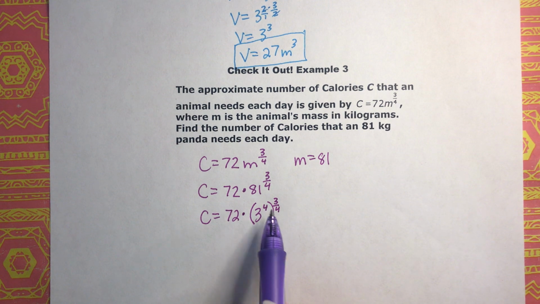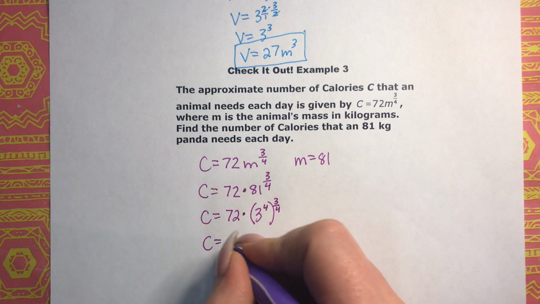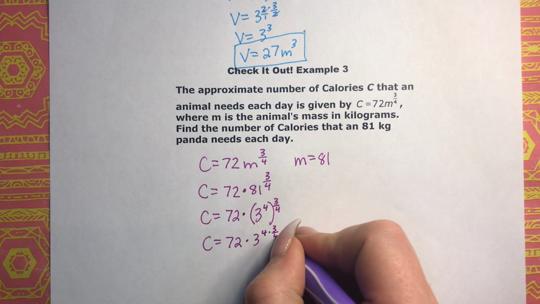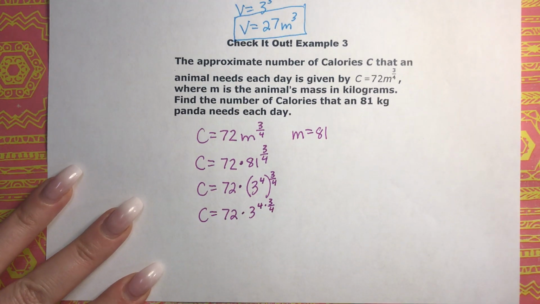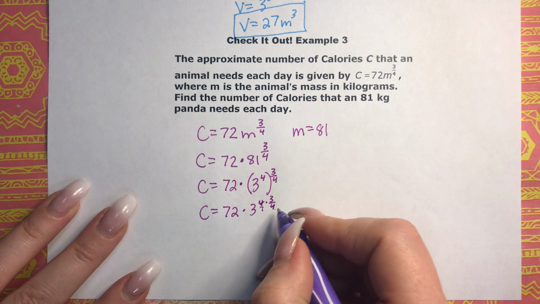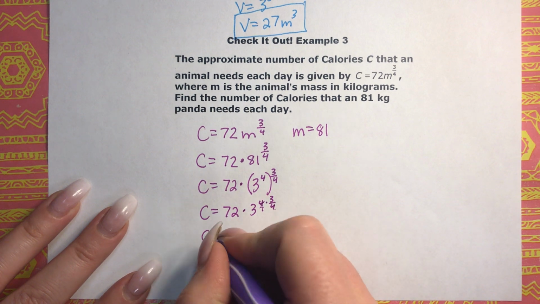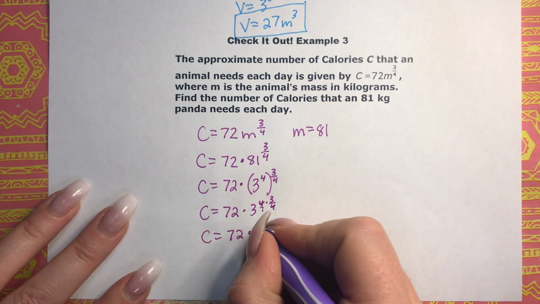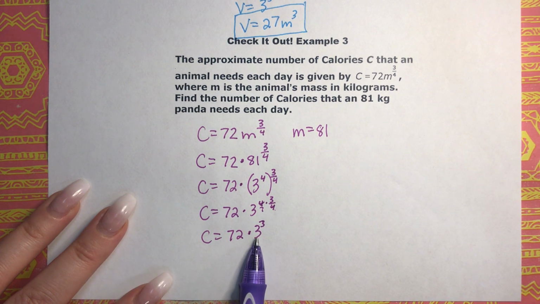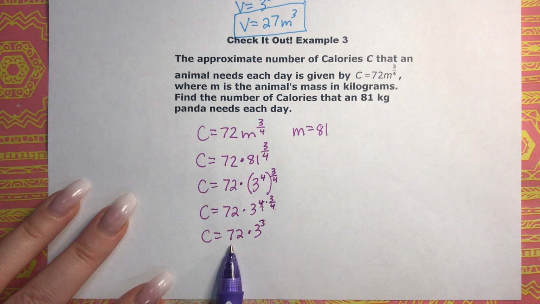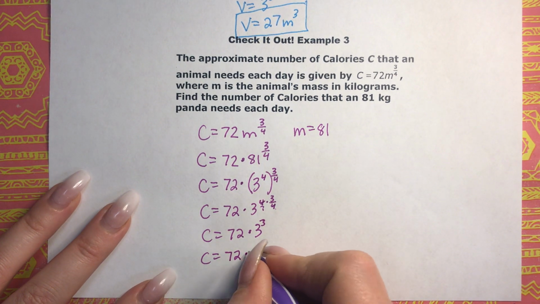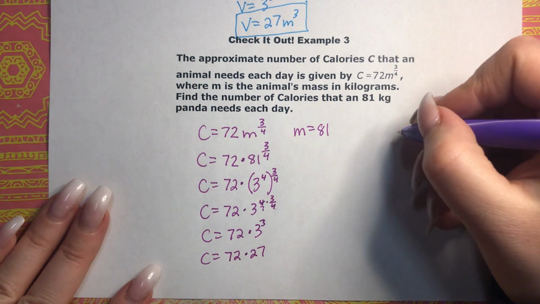So then power rule, just multiply them. I got C equals 72 times 3 to the 4th power times 3/4. What happens? This is 4 over 1. The 4's cancel. I multiply across. I get 3 over 1 in the exponent. So 72 times 3 to the 3rd, right? And then I just need to figure out, well, what's 3 to the 3rd? 3 times 3 times 3. 3 times 3 is 9. 9 times 3 is 27. So C equals 72 times 27. And then I just need to figure out what that is.